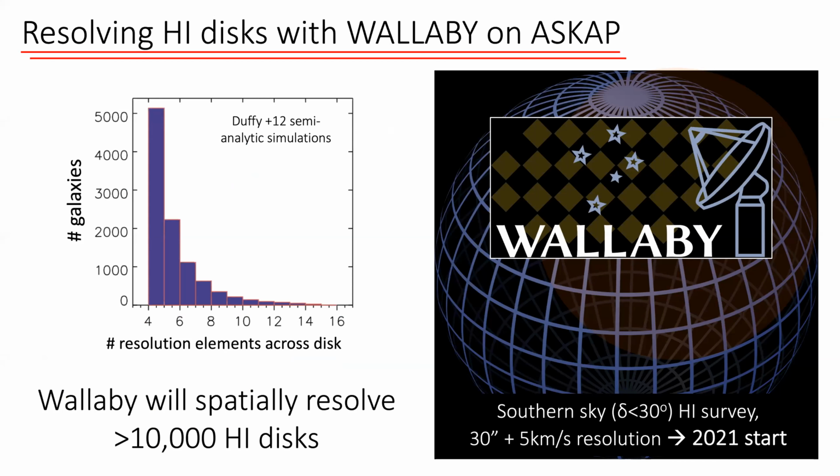And so for the HI experts, it will have the same sensitivity as the ALFALFA single dish survey, but 10 times the spatial resolution. What that means is that instead of just detecting objects, we're going to spatially resolve a lot of them. Instead of HI spectra, we'll actually get HI maps. And the number of HI maps that we expect to get, or how well resolved those galaxies will be, is shown by the histogram on the left-hand side. We predict that WALLABY will spatially resolve more than 10,000 HI disks. And so you can actually start to do statistics of HI morphology and kinematics in the local universe, which is something we haven't been able to do so far.